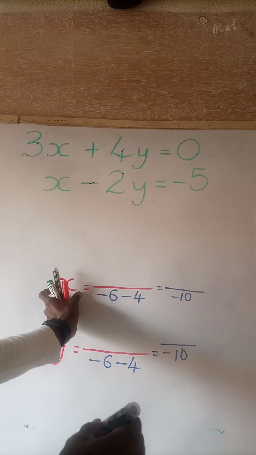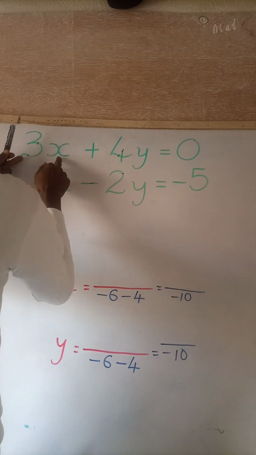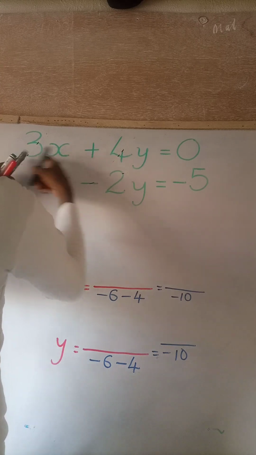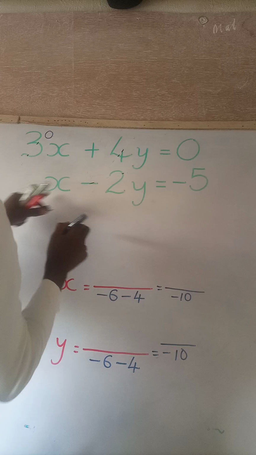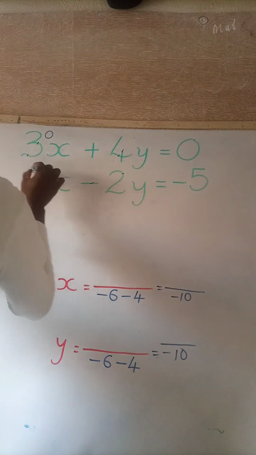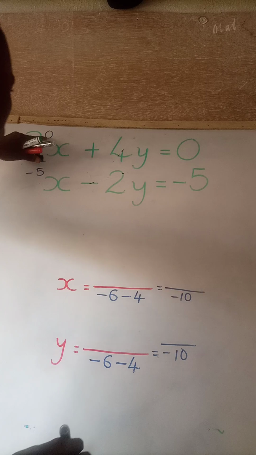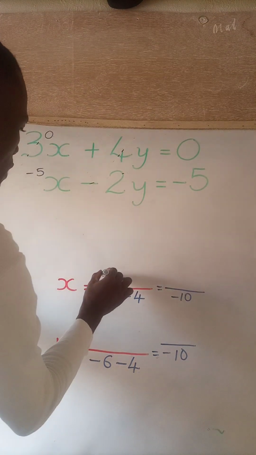Now the numerator of x will be: I will replace the coefficient of x in equation 1, which is 3, by 0. So what we have here now is 0. I will replace this one by minus 5. So I will now do 0 times 2, which gives us 0.